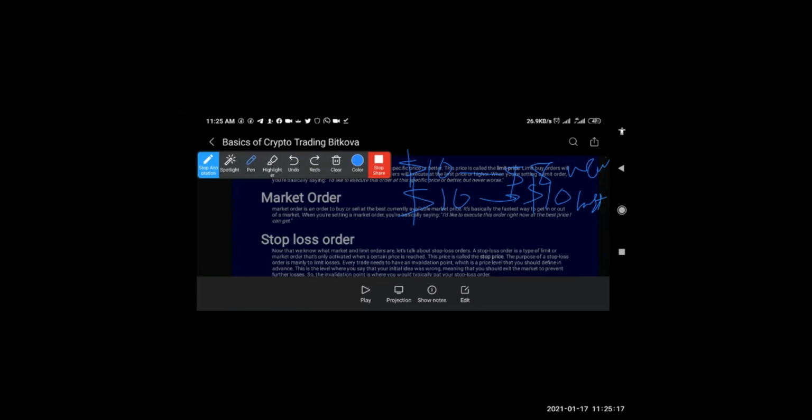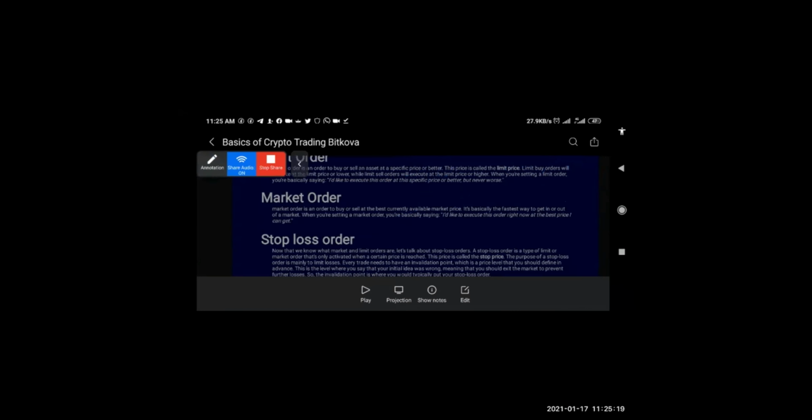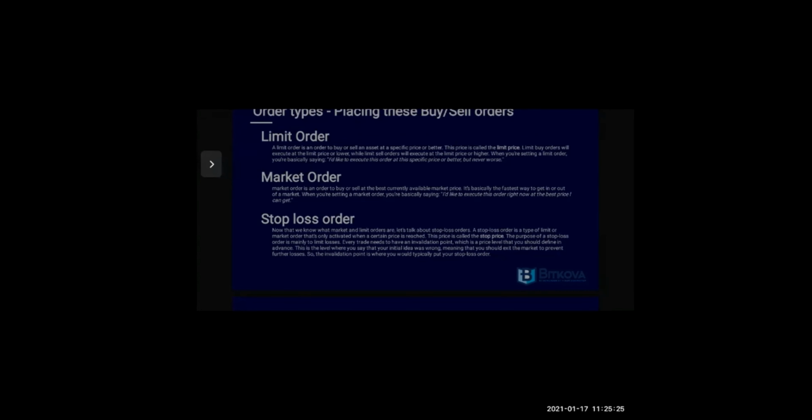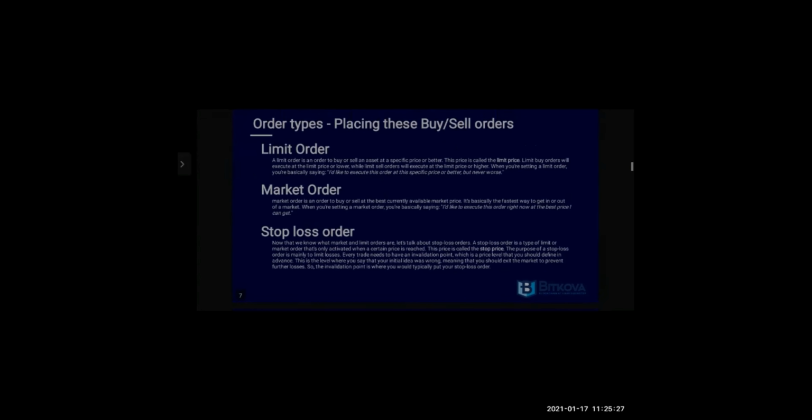Okay, then the next one is the stop loss order. A stop loss order is a type of order that you place so that you limit your losses. That is why we call it a stop loss. A stop loss is simply a mechanism used by a trader to limit his own loss.